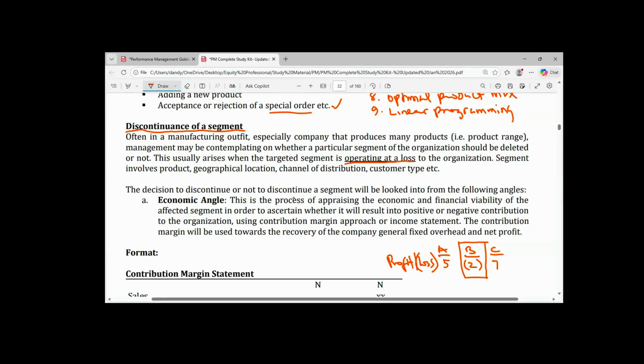Now, anything you want to do in relation to short-term decisions must be viewed in two different perspectives. We are going to look at the economic perspective and then the qualitative factor.